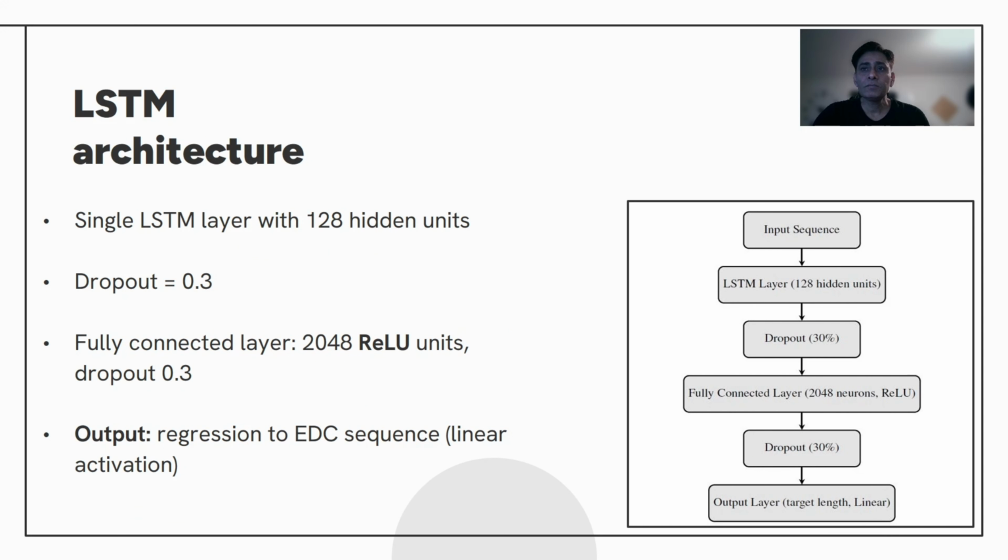Our architecture begins with an LSTM layer containing 128 hidden units. We apply dropout of 30% to reduce overfitting.